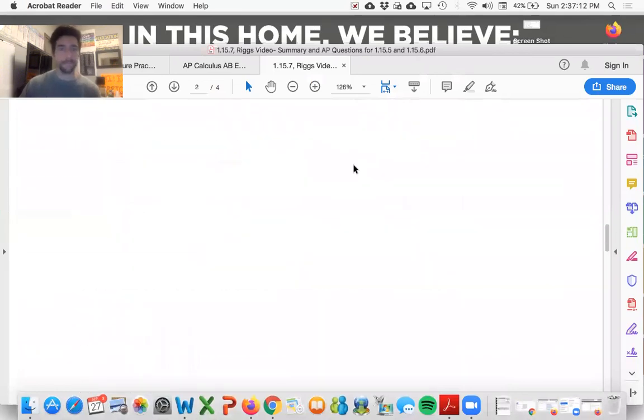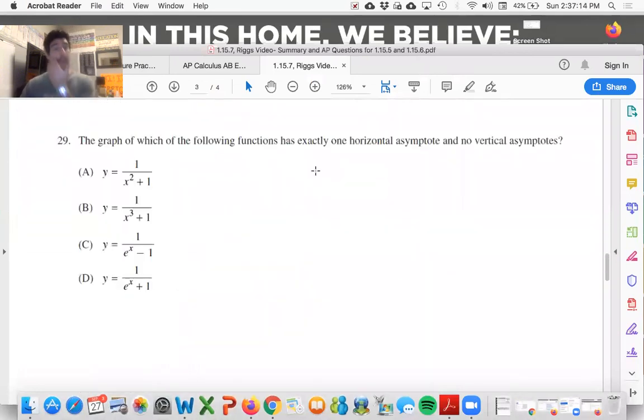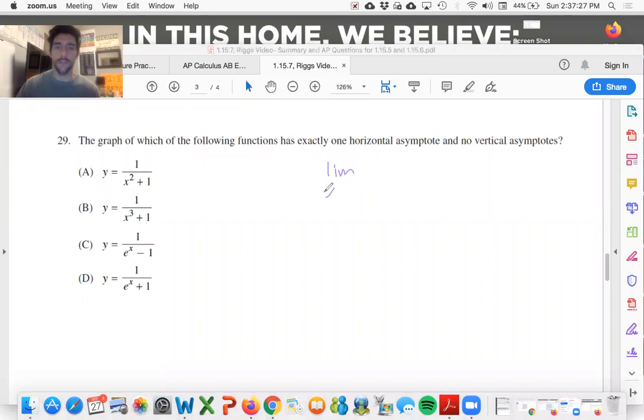Great question. The graph of which of the following functions has exactly one horizontal asymptote and no vertical asymptotes? With our calculus knowledge, it's asking which of these functions, as x approaches a big positive or negative number, approaches one limit. So I'm really wondering if it approaches just one horizontal asymptote.